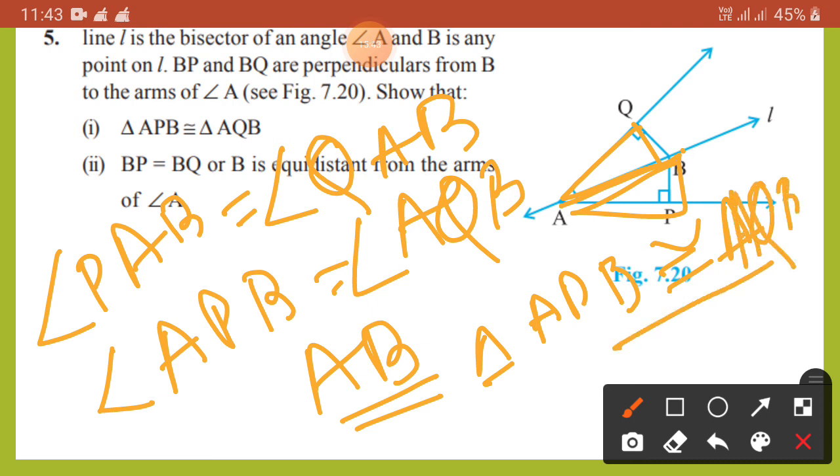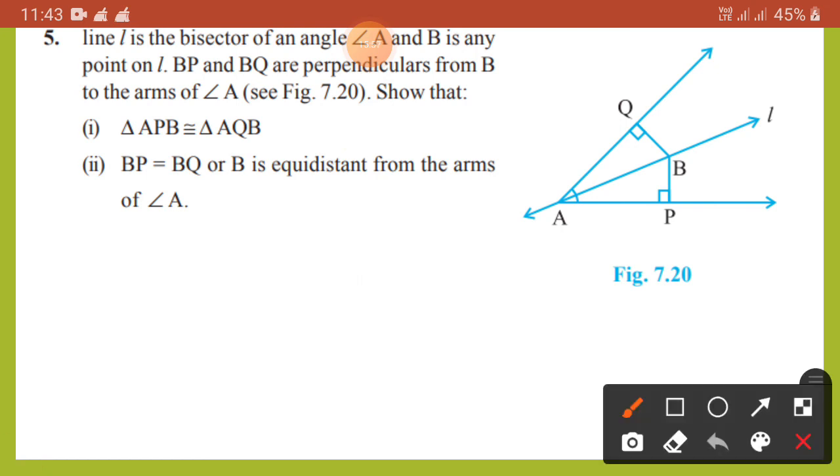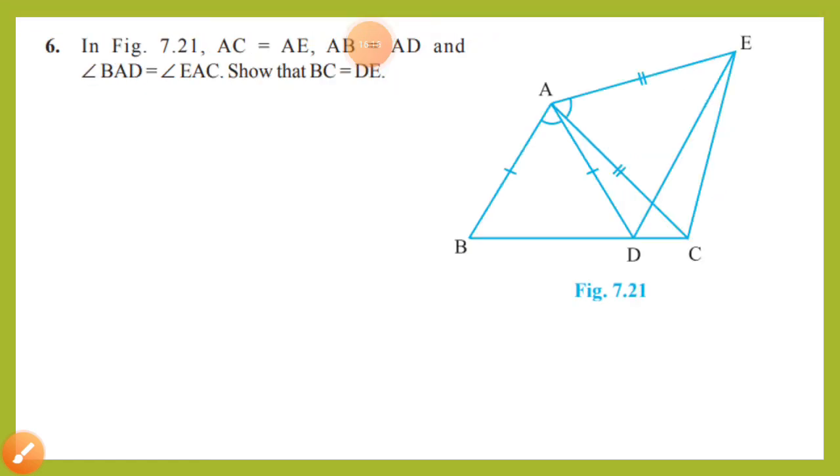by AAS congruence. Now as we have proved that triangle APB is congruent to triangle AQB by AAS congruence, we can say by CPCT that BP is equal to BQ. That means this side is equal to this side. So B is equidistant from the arms of angle A, that is AQ and AP. Go to the next question.